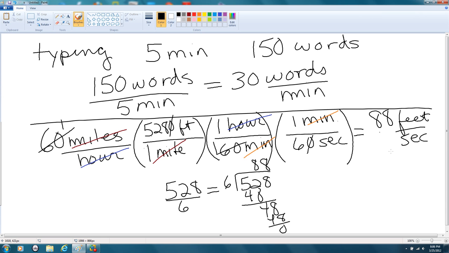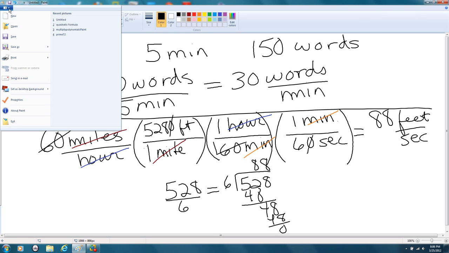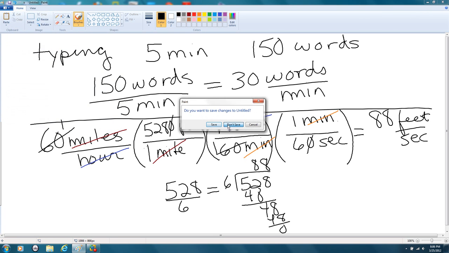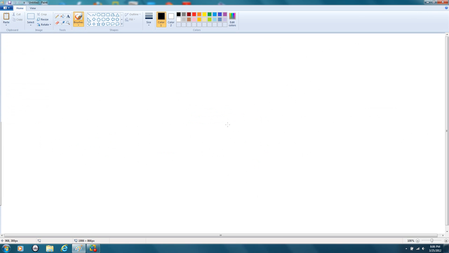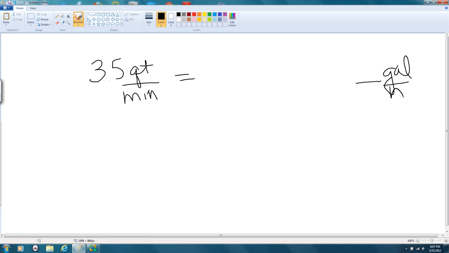Let me do one more simple one. I'm going to get a new page here, and don't save. So let's say I have, from your book, 3.5 quarts per minute, and they want that in gallons. They want it in blank gallons per hour. So how many gallons per hour? I'm going to erase my equal sign here because I don't want that yet.